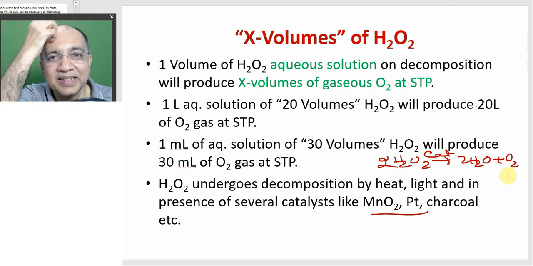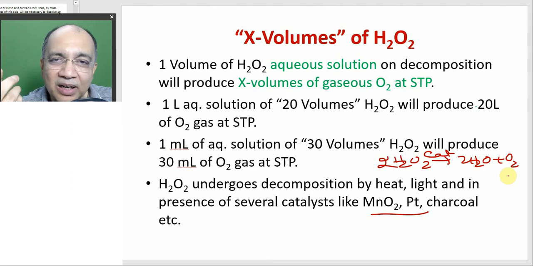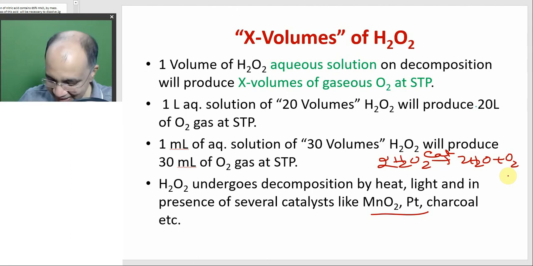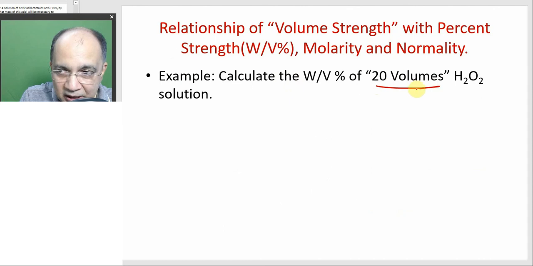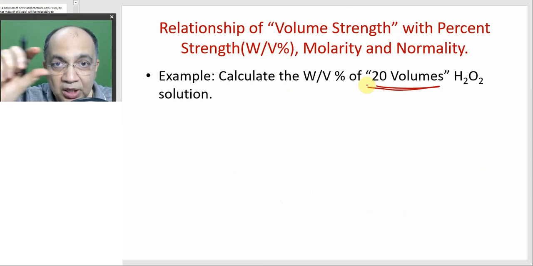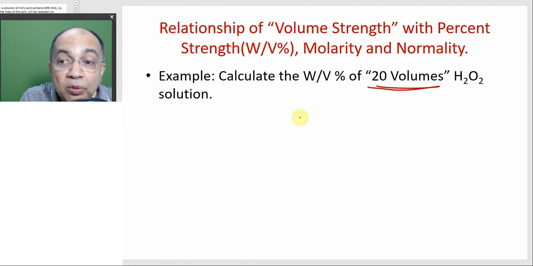There students get entangled and they are lost. Right? How to solve the problem? See, we will solve together. You are given a 20 volumes hydrogen peroxide I have brought from the market, where on the bottle there is a sticker "20 volumes". What will be its W by V percent? Or I can ask you, what is its molarity?